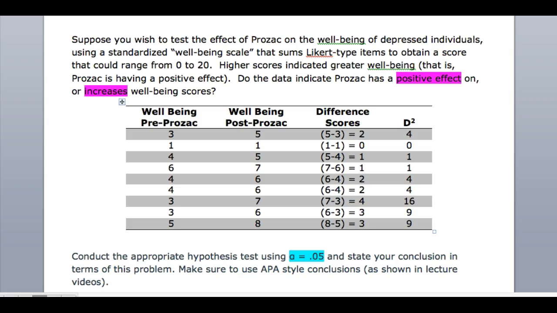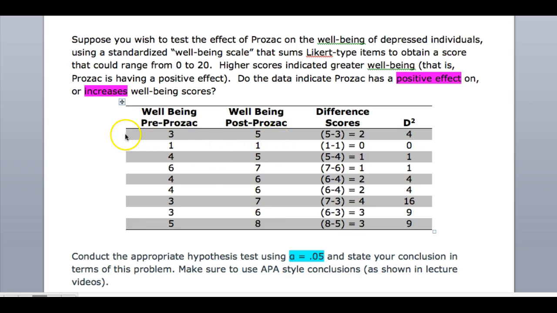So here's the table. Well-being pre-Prozac, right? So before taking Prozac, here are the well-being scores. And then we give our sample of individuals the Prozac, and then we take post-Prozac well-being scores, right? So we've tested these individuals twice. So this is how we know this is a related samples design, because we have 2 scores per individual, right?